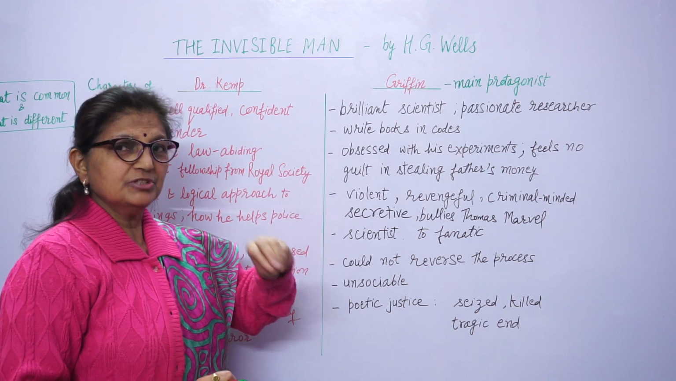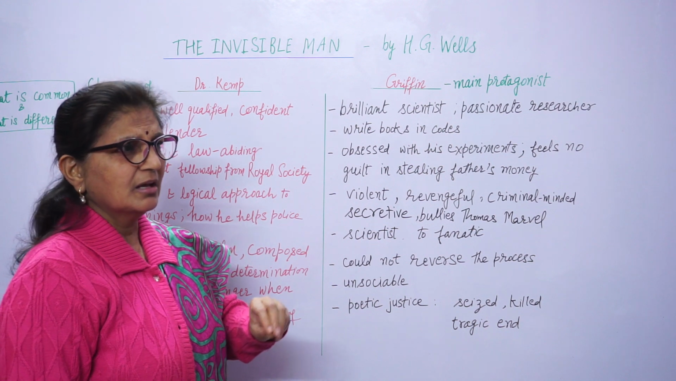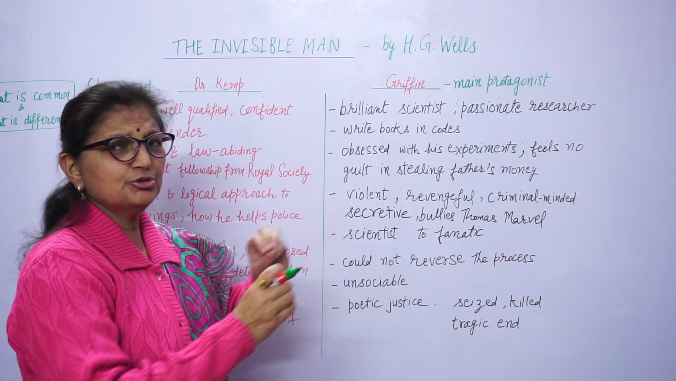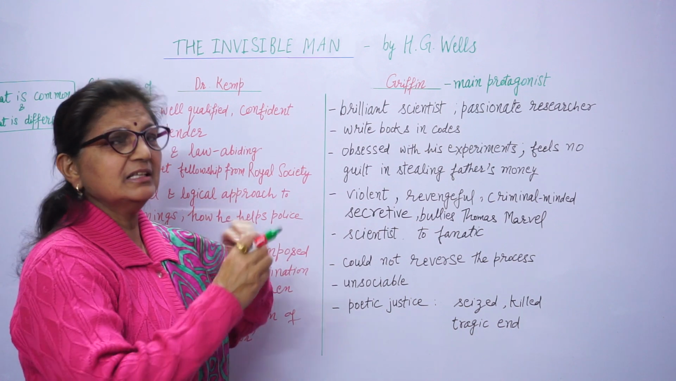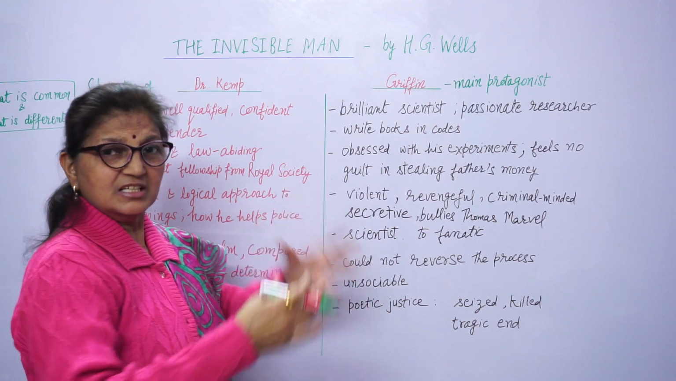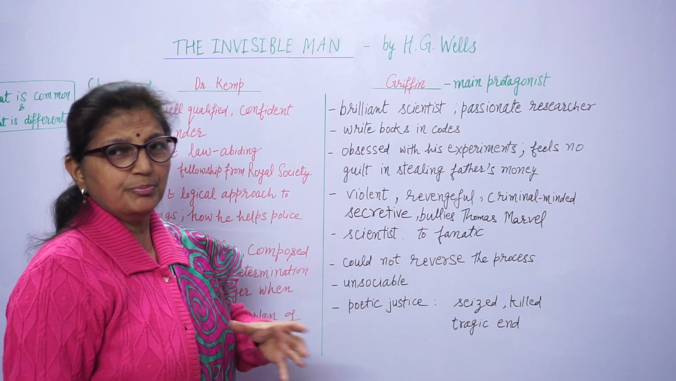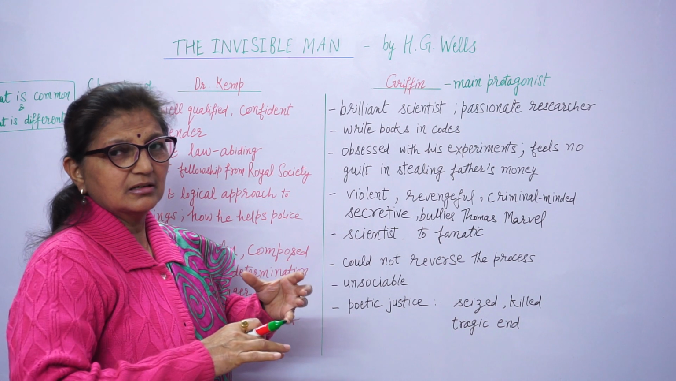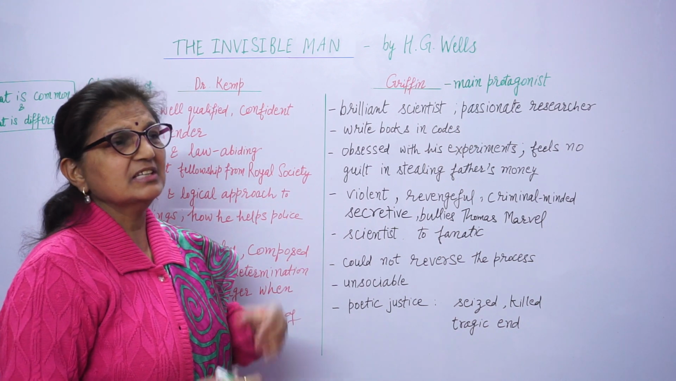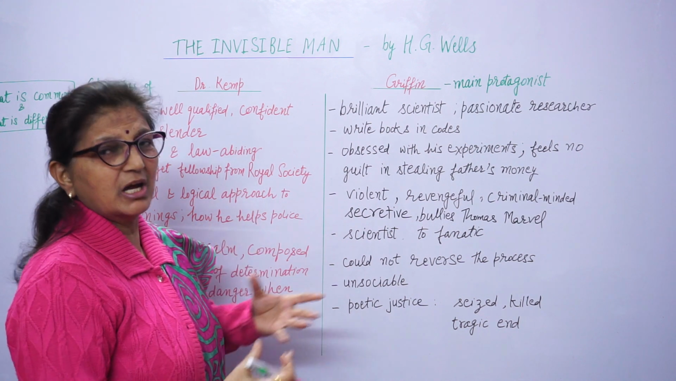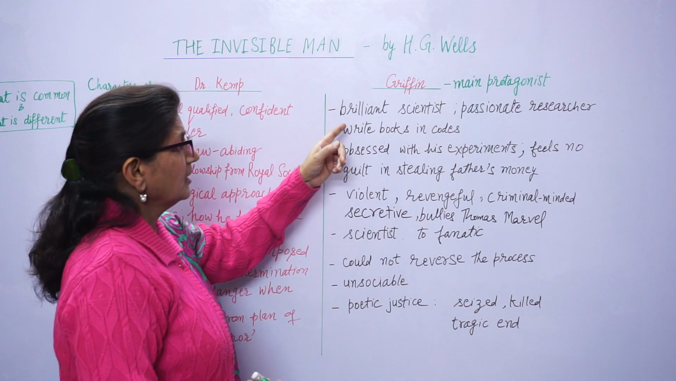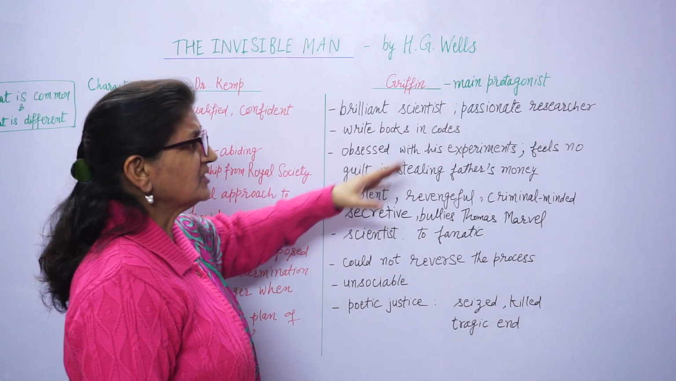When you introduce a character in your answer, in the first 2 or 3 sentences, you introduce your character, you tell the identity, who he is, and what his vocation or occupation is. Then in the second paragraph, you focus on details, his attributes, his qualities, etc. So Griffin is a brilliant scientist, a passionate researcher.